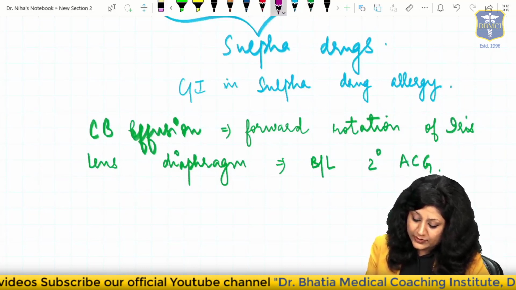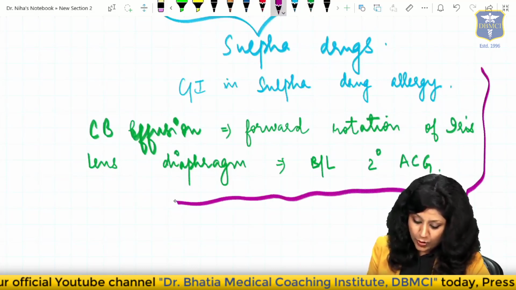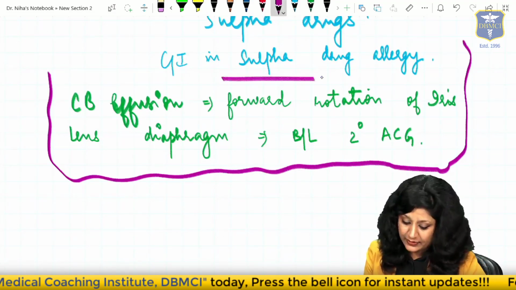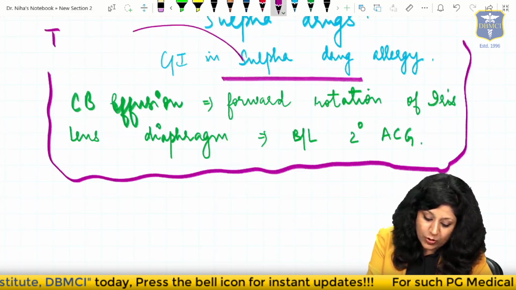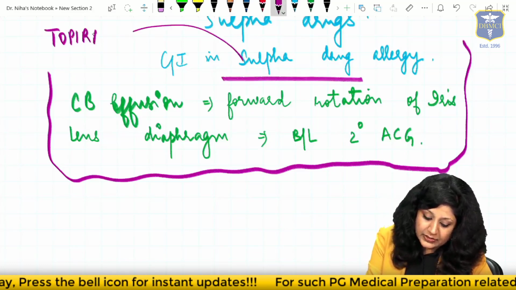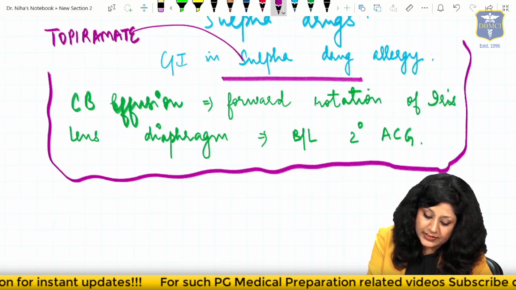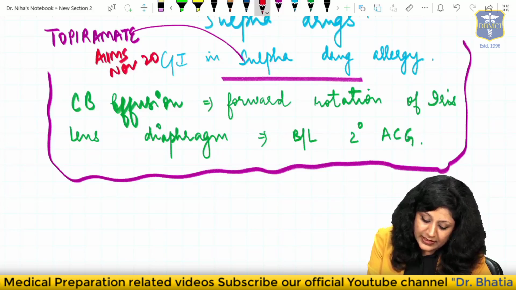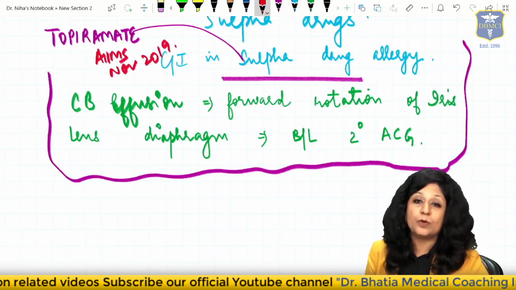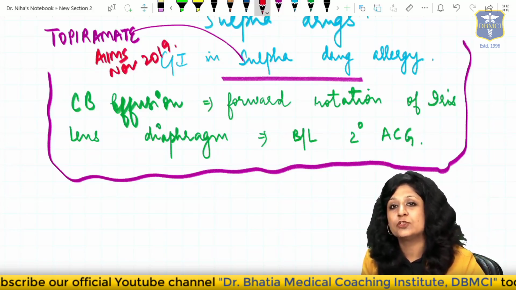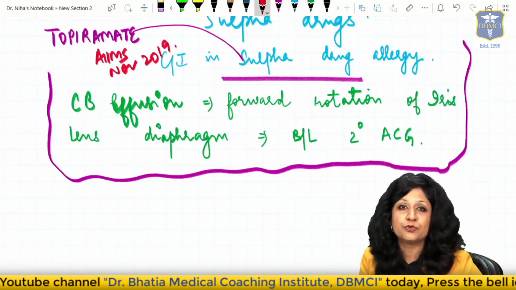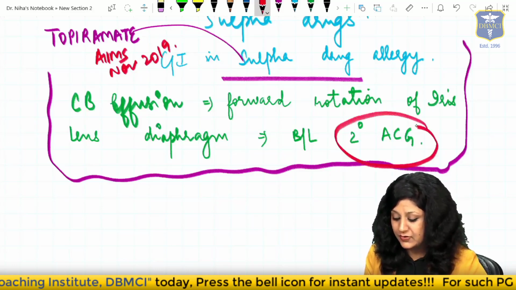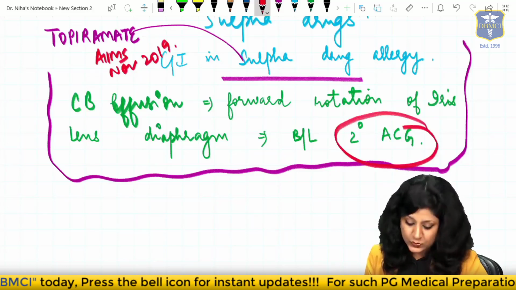So, one very important thing is which type of glaucoma can occur, not only with this drug, but with any sulfa drug. For example, we also have topiramate, and this was also asked recently in the AIIMS November 2019, which kind of glaucoma can be caused by topiramate. Again, that was also a sulfa drug, and that is also causing effusion, forward rotation of the iris lens diaphragm, and therefore secondary angle closure glaucoma can occur in these patients.